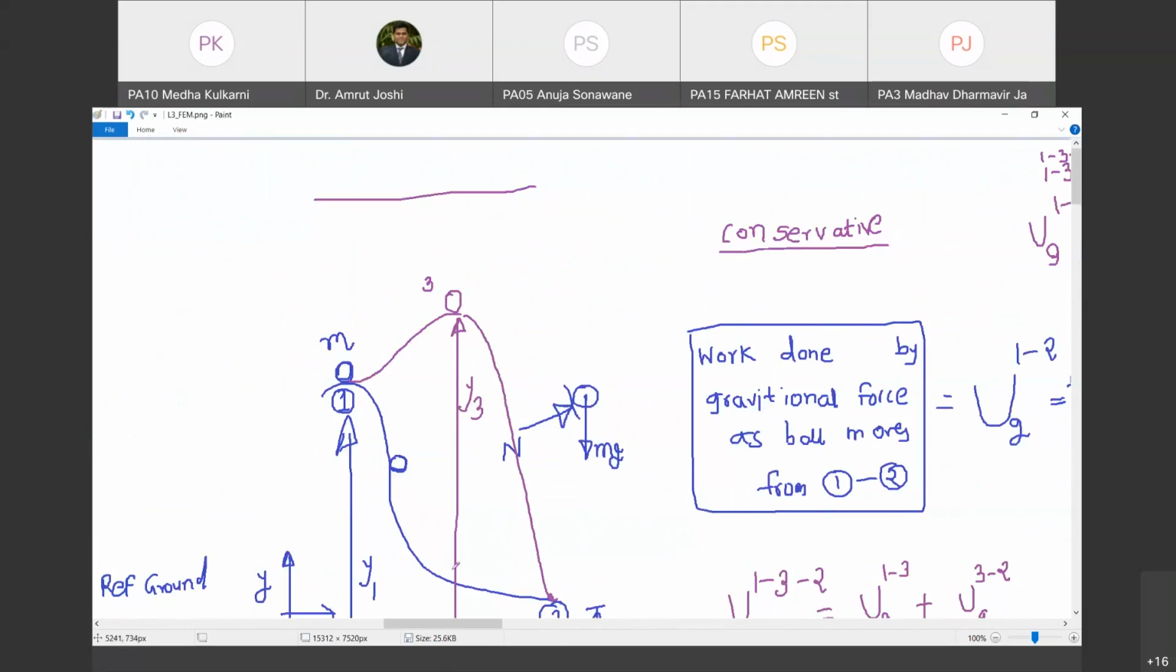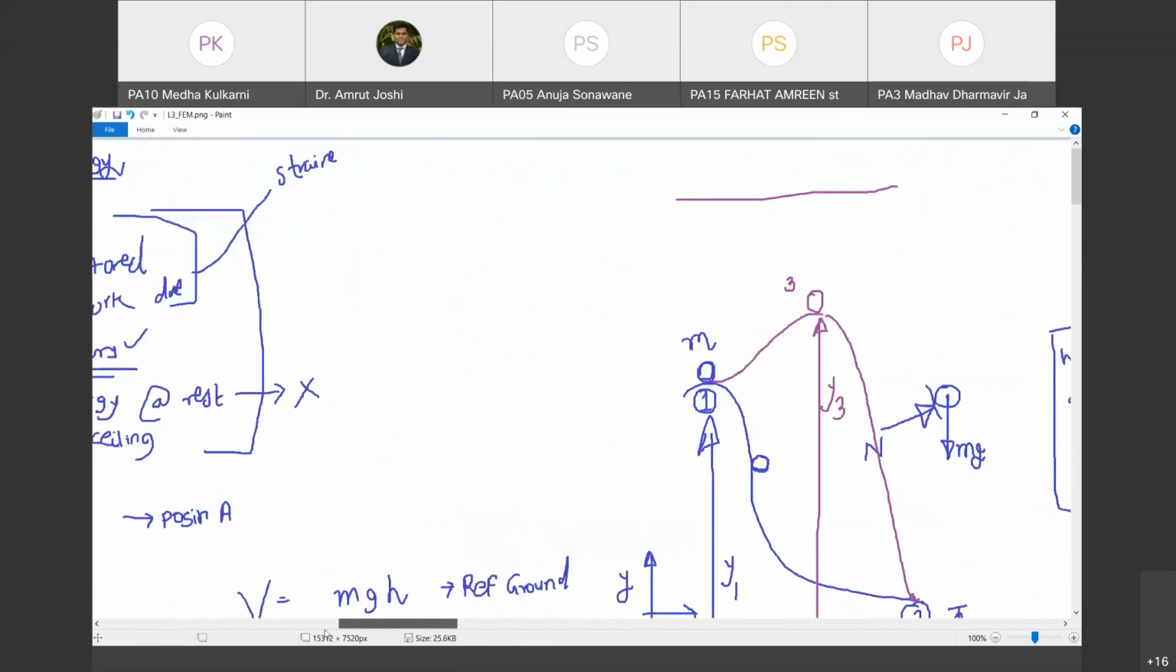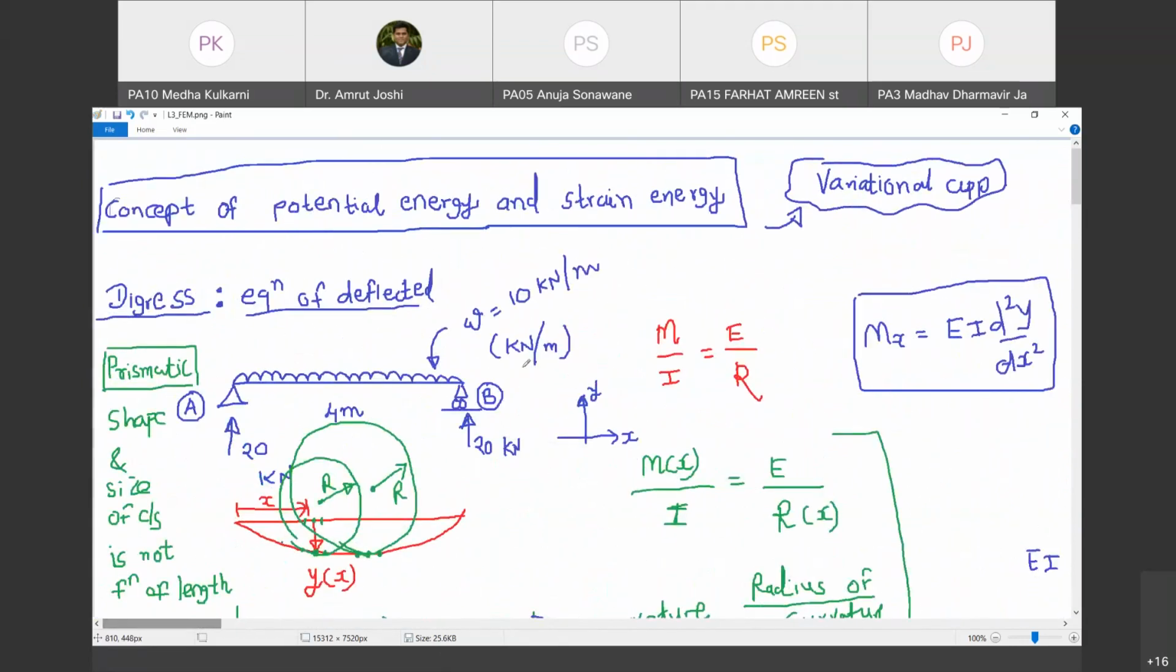So what are our observations? When can I define potential energy associated with a particular force? Only if that force is conservative. Do you agree with me? Yes, sir. You can prove to yourself that frictional force is not conservative in nature. It is path dependent, and therefore there is no expression for potential energy associated with frictional force. Are you with me? Yes, sir. So all the forces which are conservative in nature can have their own expression of potential energy.